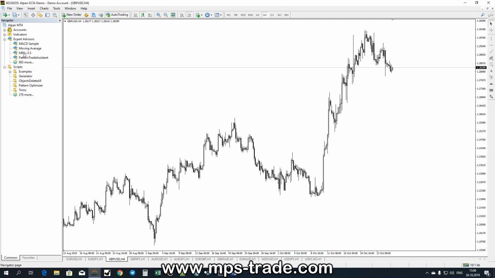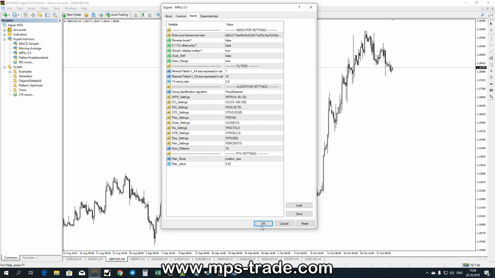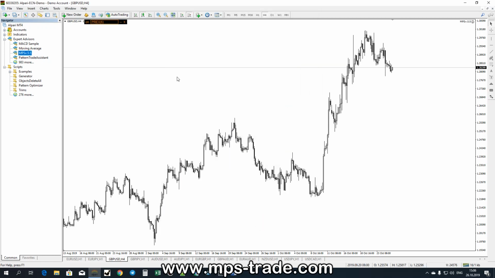We will use MPS. Let us use default settings, and with default settings MPS creates 16 slots for 16 patterns, but the number of patterns is unlimited. If you want to use 100 patterns, set that number in the MPS settings.